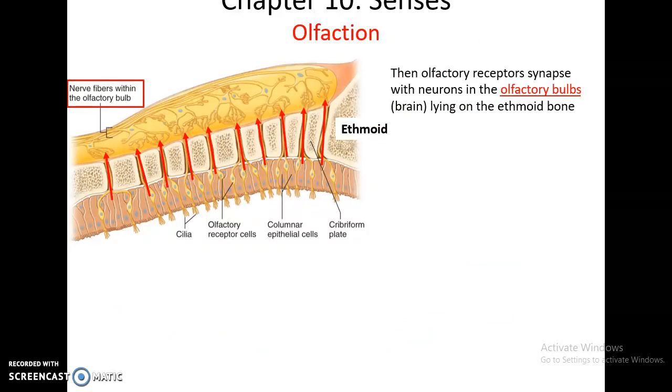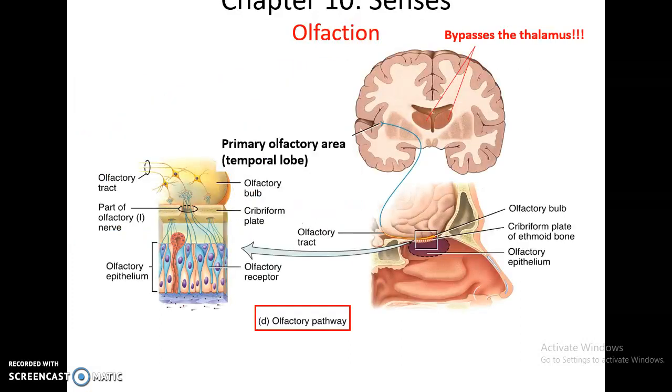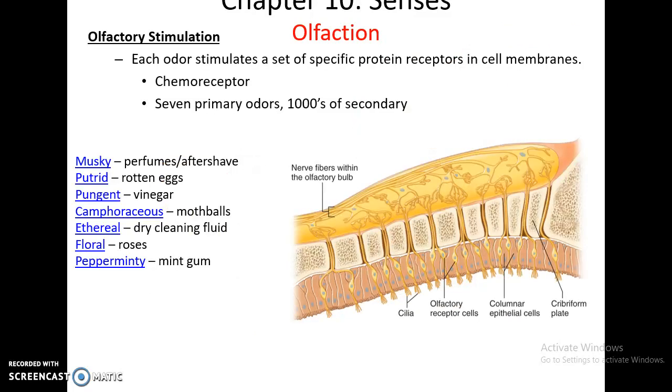So that makes the olfactory receptors chemoreceptors. They then transmit the information through the skull and into the olfactory bulb. Then the olfactory bulb transmits that signal directly to the primary olfactory area in the temporal lobe. The thalamus is completely bypassed. So it goes from the receptor sensation to the olfactory bulb to the temporal lobe. No thalamus involved.